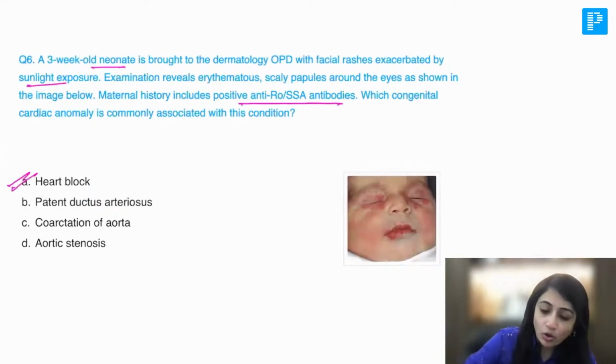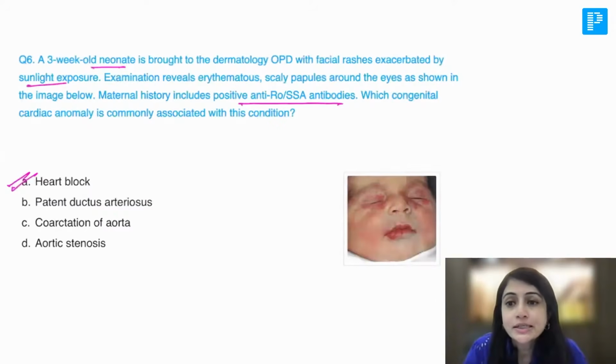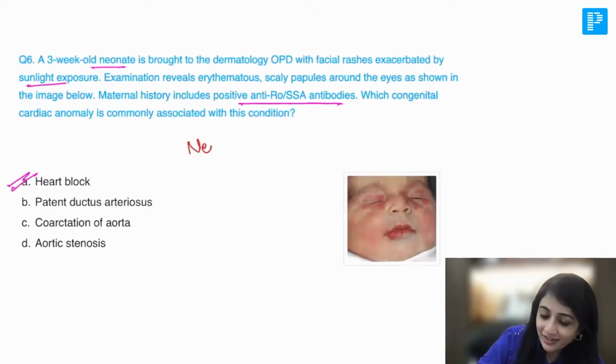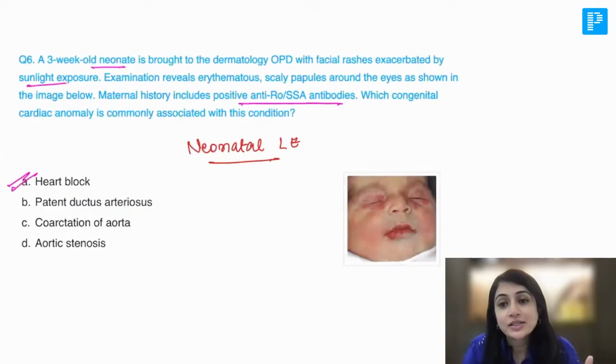This is heart block. Wonderful. What is this condition and what is this characteristic appearance called as? This is neonatal LE, or neonatal lupus erythematosus. Yes, because of transplacental transfer of maternal antibodies. And what is this sign called as?